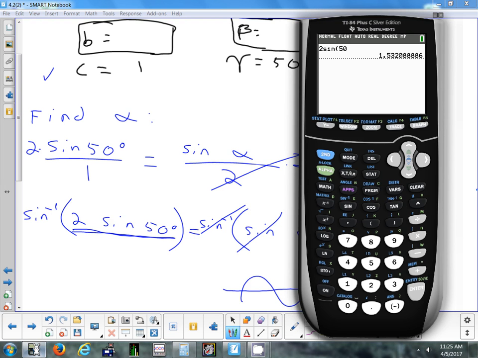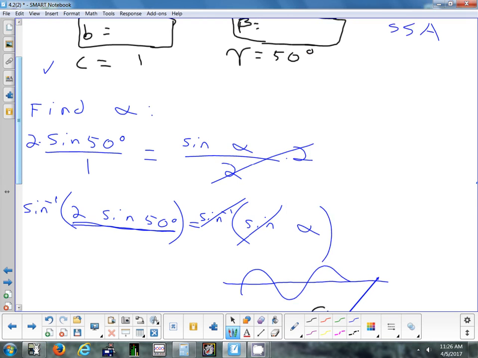So basically, the reason we got an error is because you're trying to figure out where this and this cross. Where do those two graphs that I just drew cross? They don't. That's why you got an error. Okay, they never cross, so there is no solution. That's just another way to think about it visually. So we get no solution for alpha.